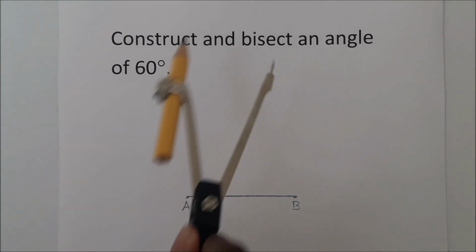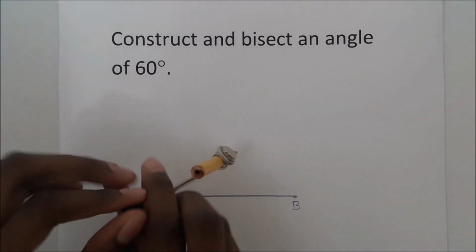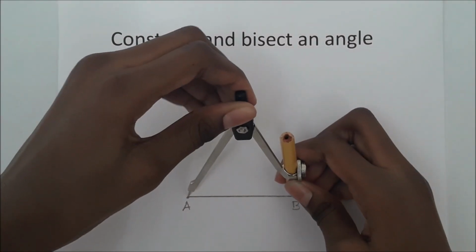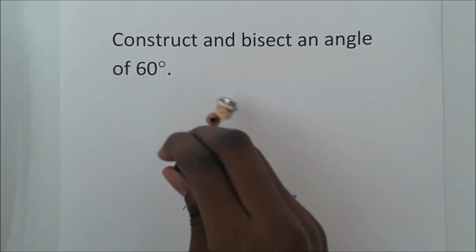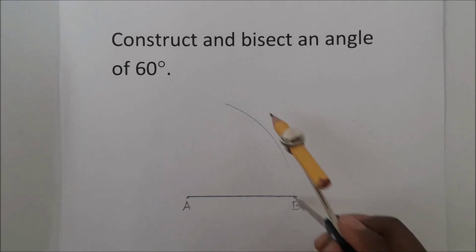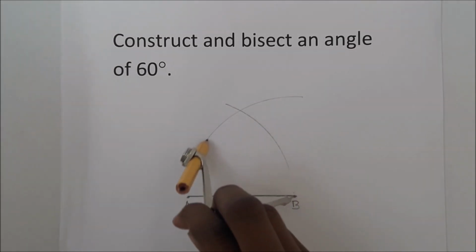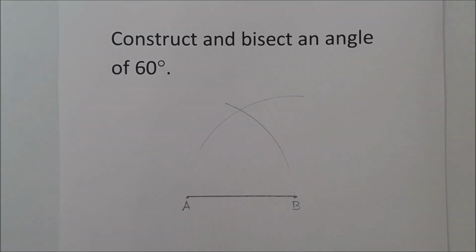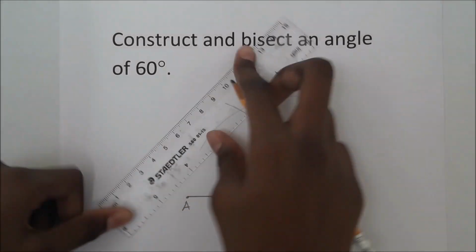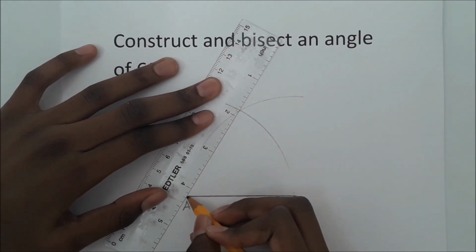Then get your compass and extend it from one point to the other, and draw an arc. Take your time. Okay. And do the same at point B. Then get your ruler and your pencil and draw a line from where the two arcs intersect to point A.